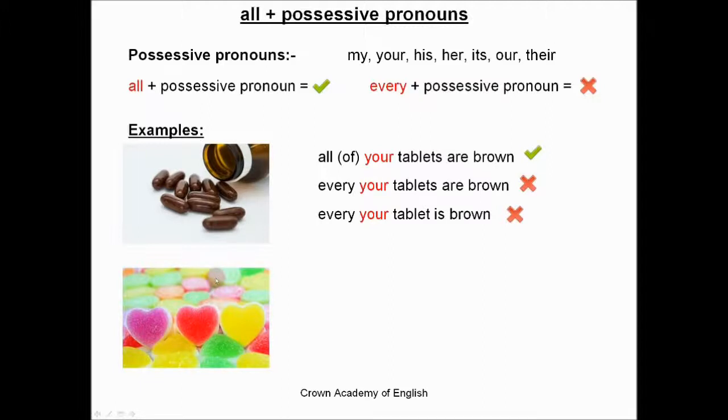So we would say all of their sweets. So if the sweets belong to them, third person plural, that is okay. We can say all of their sweets are hearts. But we must not use the word every, because this is a possessive pronoun and we must not use every with possessive pronouns. So every there is wrong.